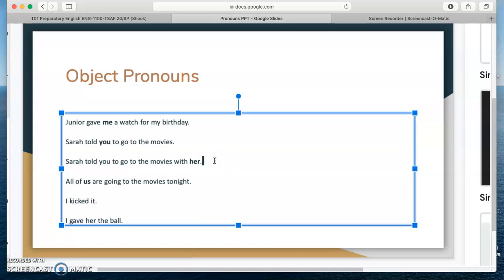Why would I bold her? Well, it's because, again, with her is a prepositional phrase, right? With is a preposition. Her is the object of the preposition. And don't forget, when we discussed in class a few months ago, that the noun or the pronoun within a prepositional phrase is known as the object of the preposition. Well, if it's an object of a preposition, then that means that a pronoun that's the object of the preposition is naturally an object pronoun.